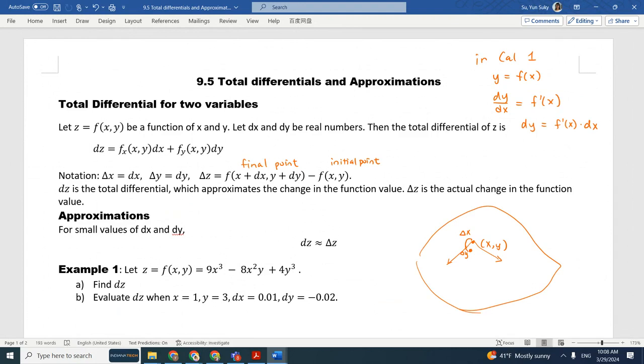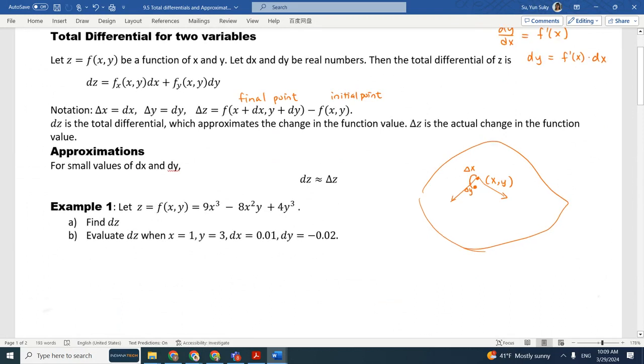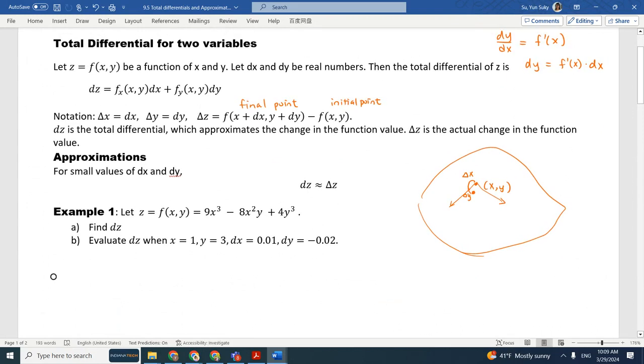And so dz is the total differential, which approximates the change in the function value. And the change of z is the actual change in the function value. So actual change, that's why it's f of the final point minus f of the initial point. You get the actual change of the function value. And approximations for small values of dx and dy, they're about the same. Okay? So dz and the change of z are about the same if we have a small dx and dy.